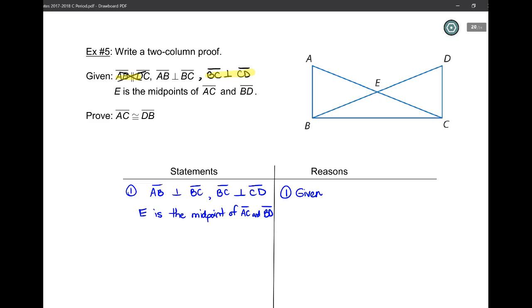So our plan is to try to work with maybe two other triangles, get them congruent, and then use their corresponding parts. So I'm going to start with the midpoints. If E is the midpoint of AC, that's going to make AE congruent to EC. Also, E is the midpoint of BD. So these two segments are congruent, so BE congruent to ED. And this is going to be midpoint theorem.